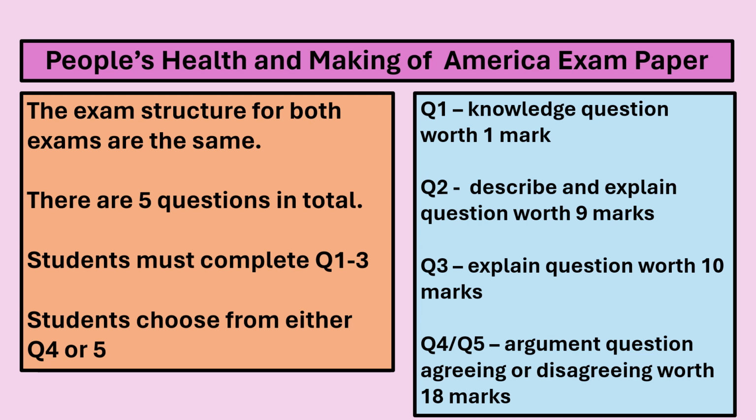Question 1 is worth 1 mark, question 2 is the 9-mark summary question, and question 3 is an explain question worth 10 marks. The final question, which you choose, question 4 or 5, is an argument question where you have to agree and/or disagree, worth 18 marks. The question strands for both of these exams and these units are identical.